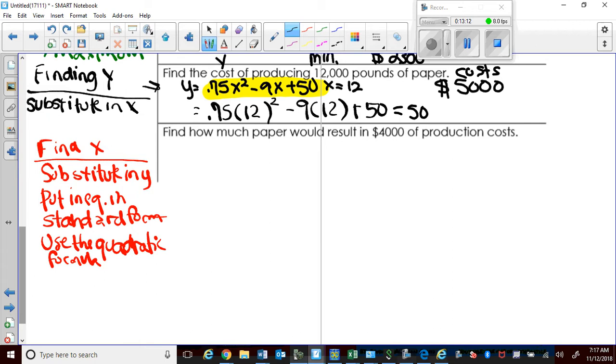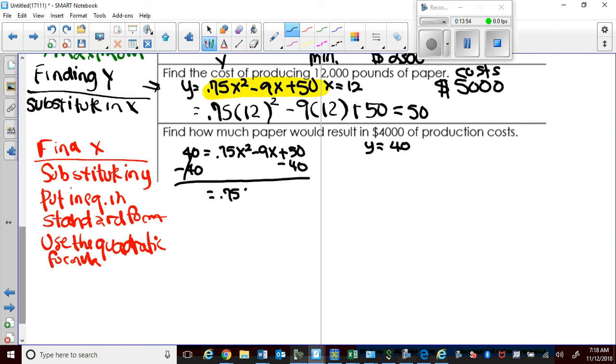Now, find how much paper will result in the production of a cost of $4,000. So y equals 40. We take those two zeros off. So we take our equation again. We say 40 equals 0.75x squared minus 9x plus 50. Now, what did I say before? Finding x, substituting in y, we did that. Put the equation in standard form. So I'm going to subtract 40 from both sides. I get 0 equals 0.75x squared minus 9x plus 10.